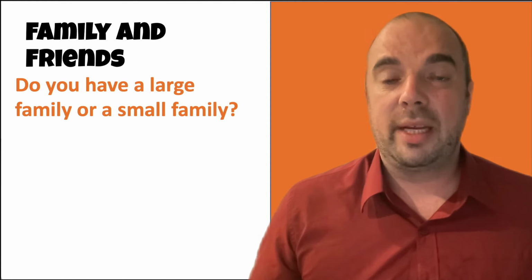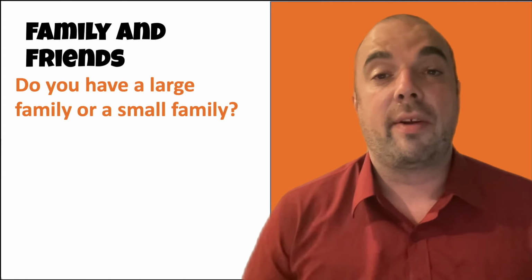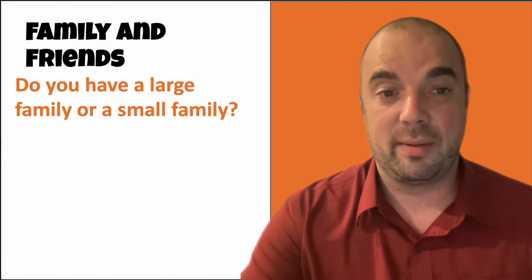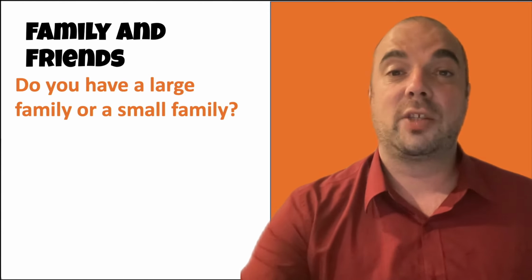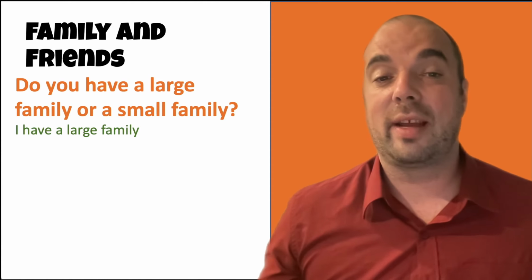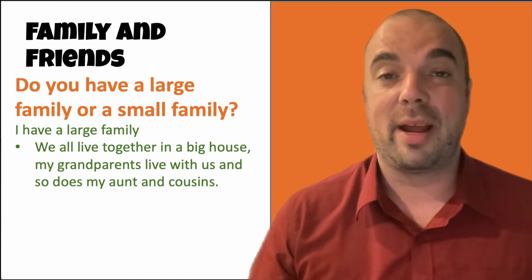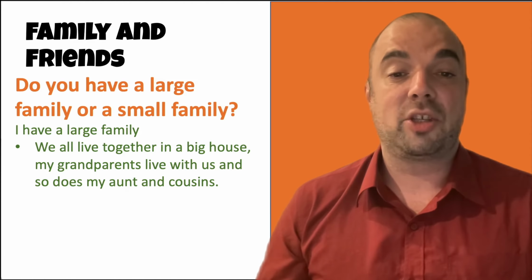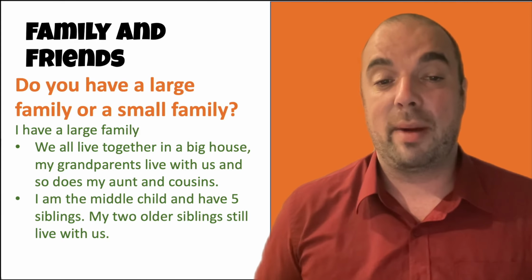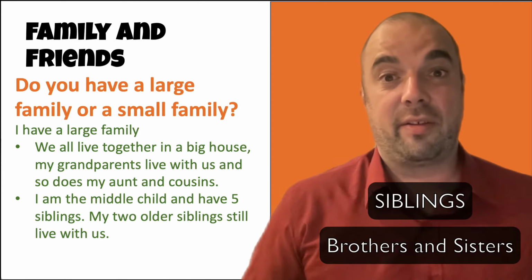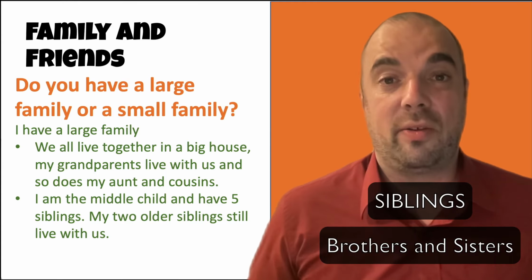Do you have a large family or a small family? This is a very common question. It's usually at the start of the family and friends topic. If you do have a large family, you can say things like, we all live together in a big house, my grandparents live with us, and so does my aunt and my cousins. You could say, I am a middle child and I have 5 siblings. My 2 older siblings still live with us. Siblings are your brothers and your sisters. It's a cool word to use in the IELTS.